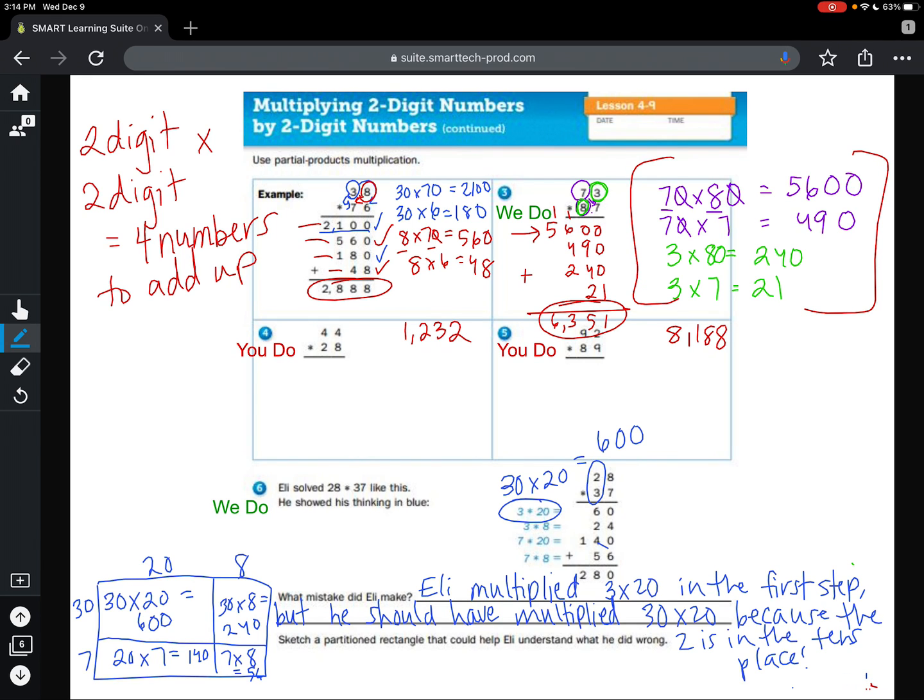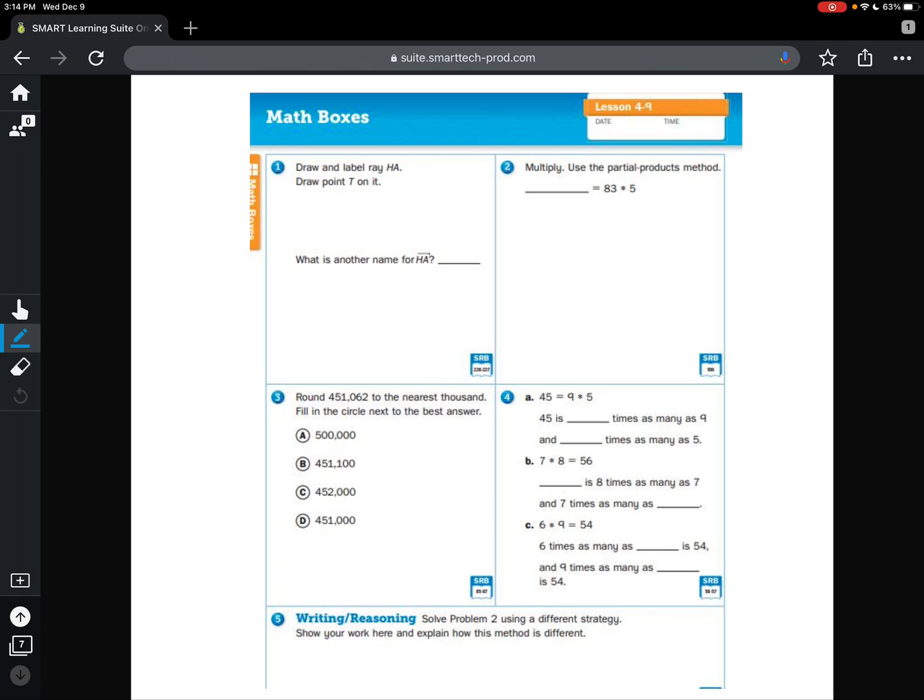So go ahead and copy that down into your math journal. Make sure that you do problems 4 and 5. You can check your answer with what I put on the board. And then you're going to move on to do Math Box 4-9. Math Box 4-9 is pretty simple. Remember that a ray has one endpoint and one arrow that goes on forever. You're going to use partial products to solve in number 2.